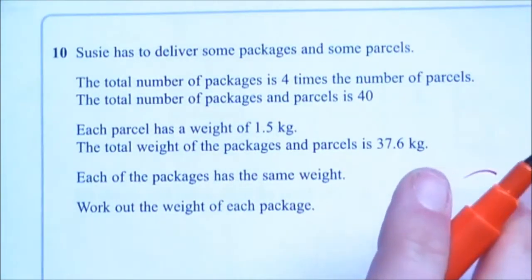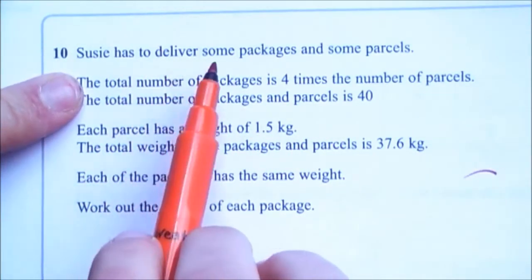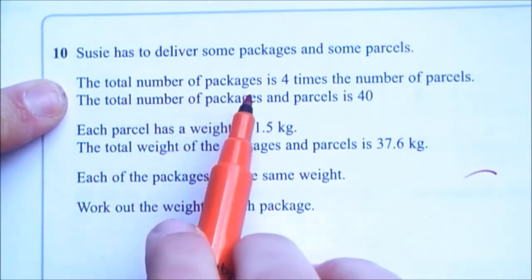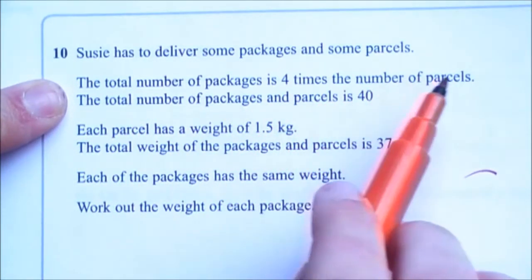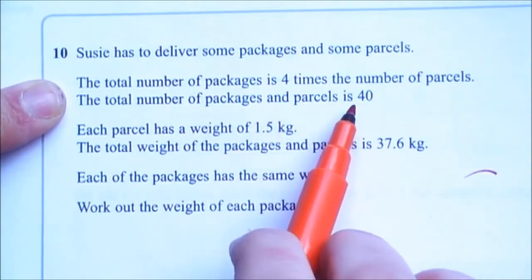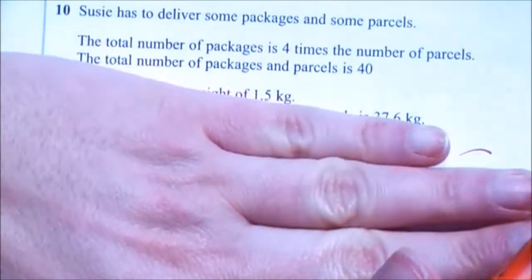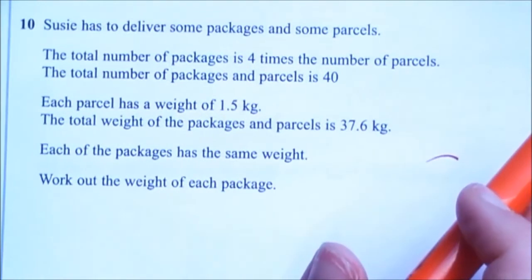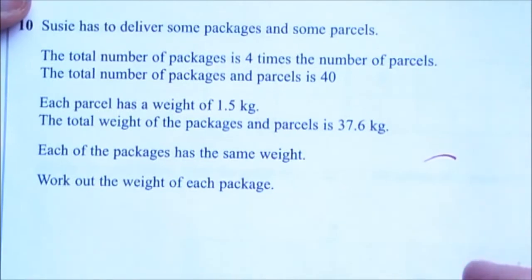However, bear with me through it. So Susie has to deliver some packages and some parcels. The total number of packages is 4 times the number of parcels. The total number of packages and parcels is 40. Now at this point, I'm going to stop because I've forgotten what I've read above. I don't know what the parcels are. I don't know what the packages are.